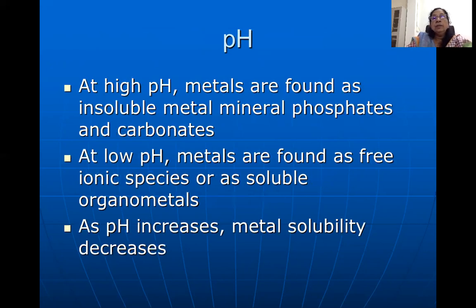And the fourth chemical factor is pH. At high pH, that means at alkaline conditions, metals are found as insoluble metal minerals, phosphates, and carbonates. And at low pH, metals are found as free ionic species or as soluble organometals. As the pH increases, the metal solubility decreases. That means in acidic pH, the metals are highly soluble.